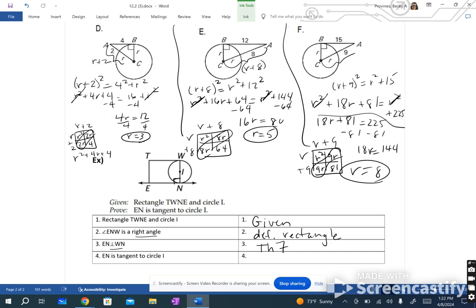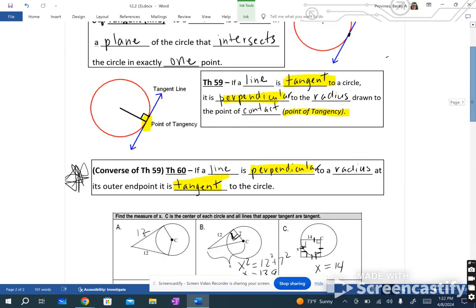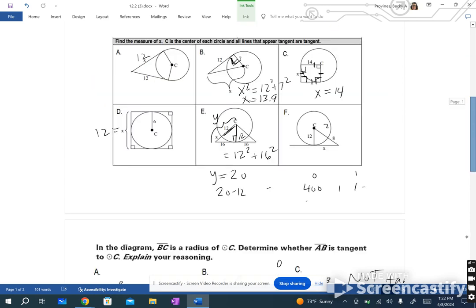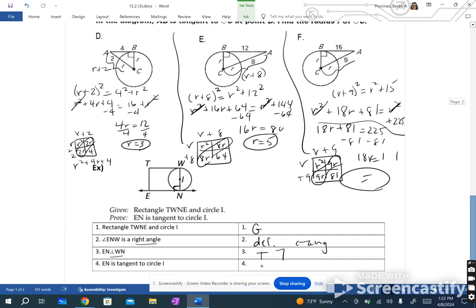So last but not least, we are going to use one of the theorems from today, and I'll have to go up and see which one it is, 59 or 60. If it is perpendicular, how do we know it's tangent? So let's go up and see which one we should use. All right, so if the line is perpendicular to the radius at its outer endpoint, it is tangent. So that is definitely theorem 60. If my pen will write, theorem 60.